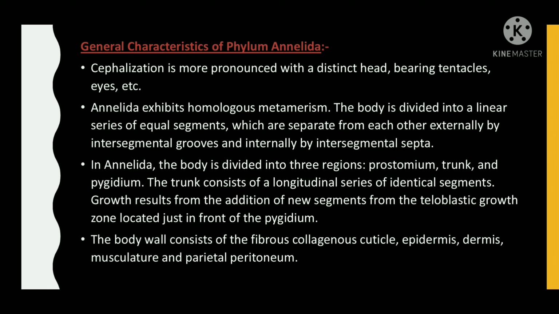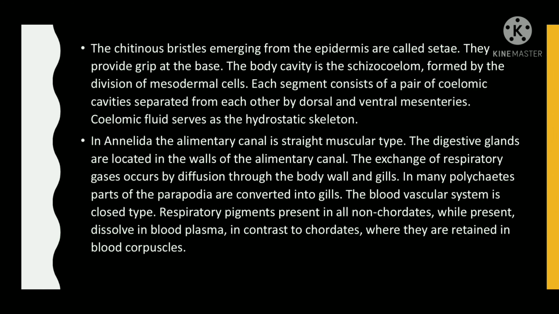The body wall consists of the fibrous collagenous cuticle, epidermis, dermis, muscles and parietal peritoneum. The chitinous bristles emerging from the epidermis are called setae. They provide a groove at the base.